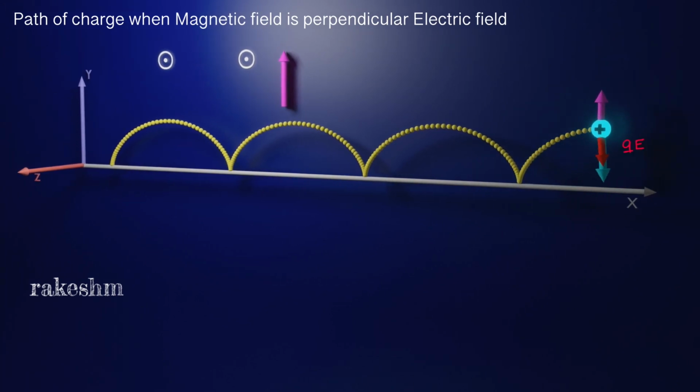What I want you to observe is this resultant force has a constant magnitude qE, and with respect to this charge it rotates around with a constant angular velocity omega. Let me play the schematic once again.